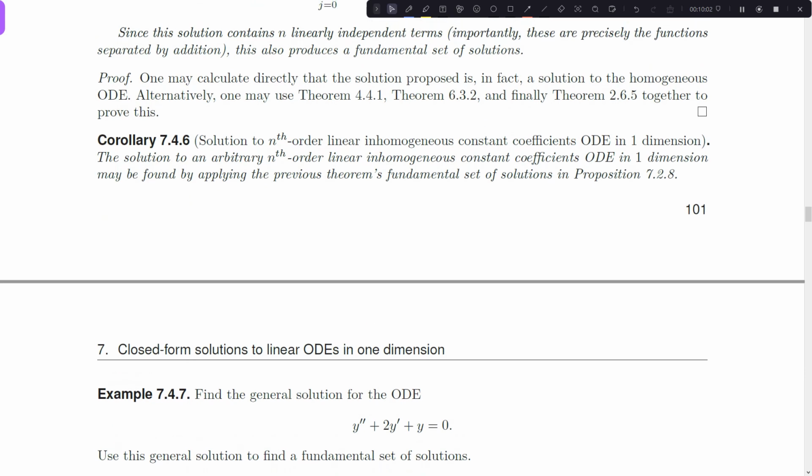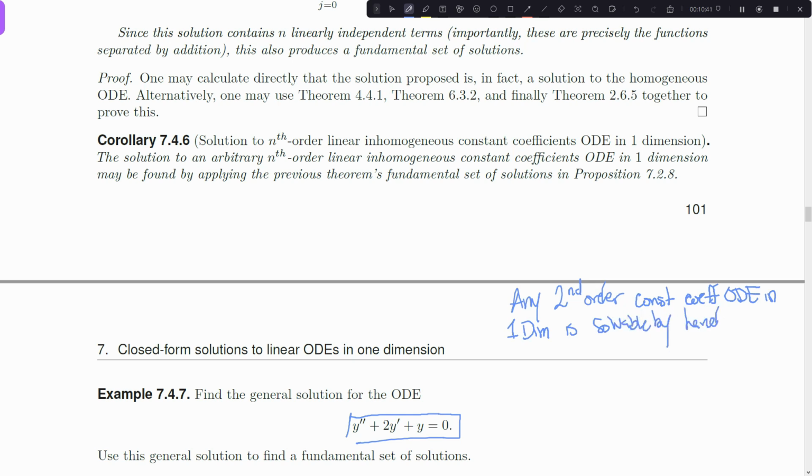Okay, so let's look at a nice example of this. We'll do this completely by hand from the very beginning, but we'll see in higher orders we're going to want to use a computer to help us out. But from the very beginning, it's not hard to do these by hand, actually, for any second order problem. So I'll say any second order constant coefficients ODE in one dimension is solvable by hand. This is since the characteristic polynomial will be a second degree polynomial, and therefore we have the quadratic formula to give us our solutions.